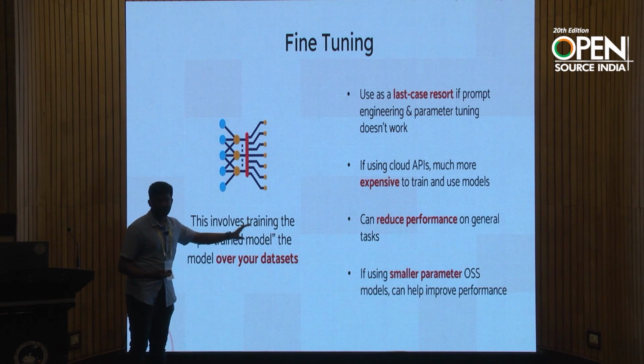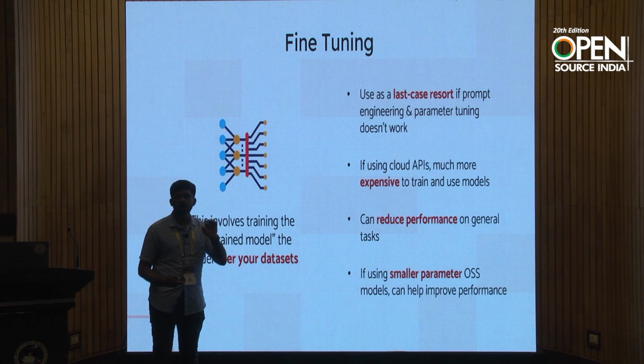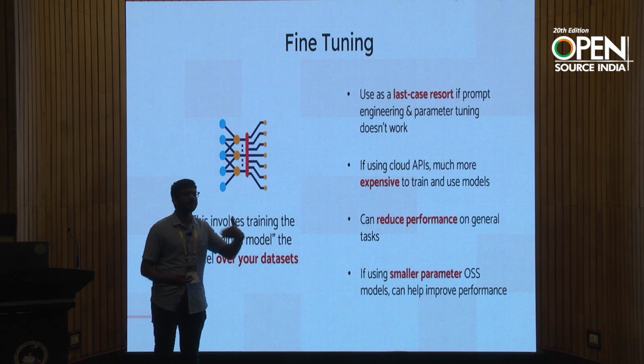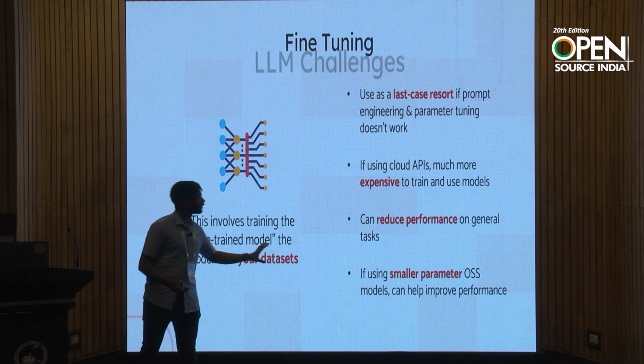Finally, this is a carve out. Every rule has an exception. If you're using an open source model with a few parameters, it makes a lot of sense to fine tune, because to begin with, you did not have that generalist capability. So you're not going to lose anything. You're actually going to make it better at a specific use case. And in our experimentation, we found this to be very useful.